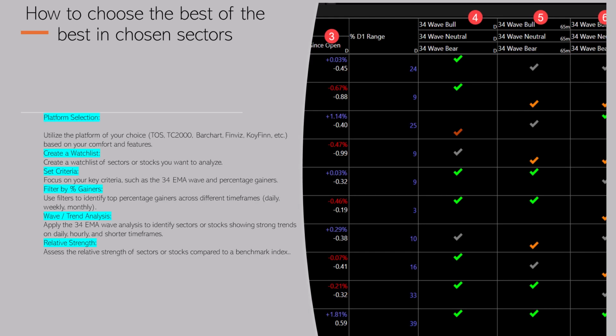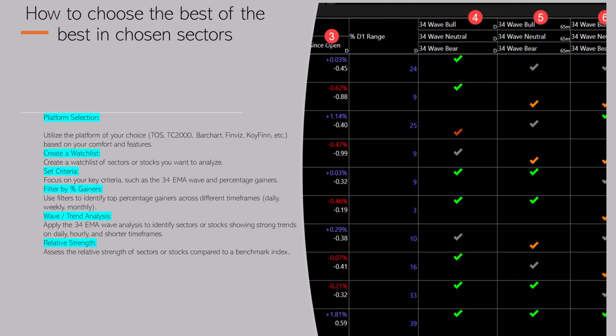Okay, in my sector sorting, how do I choose some of the best sectors? So, I mean, you can look at many things. I use TC2000. You can use Barchart, FinViz, KoiFin. There's many web-based and platform-based software that you can use to find percentage gains and losses in the sectors. That's basically what I do. And then I create a watch list of my sectors. There's 11. I use 9. I don't use real estate or utilities. They tend not to move very much.